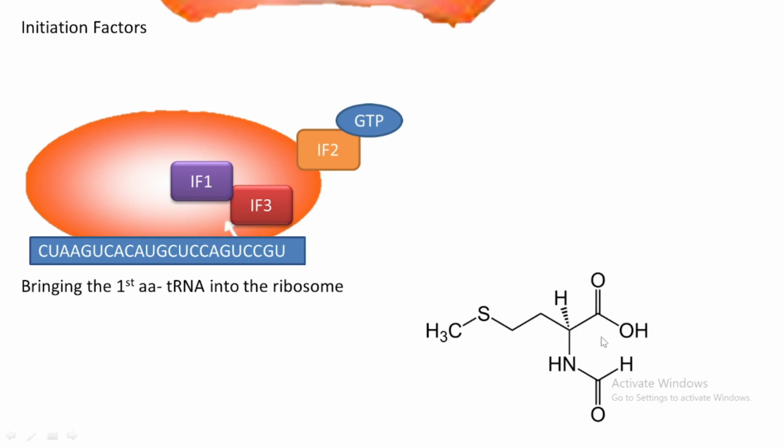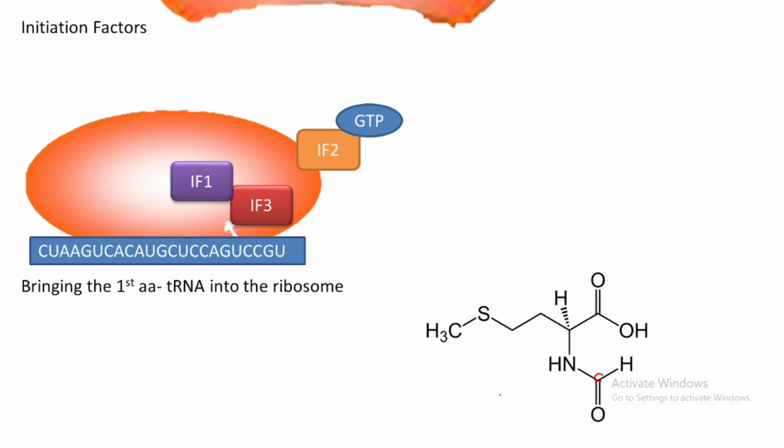This is N-formyl methionine. This is the formyl group, C double bond O H R. That means that amino acid comes and binds here. This is the first amino acid that is added to the N-terminal of a nascent polypeptide chain in the case of prokaryotes.